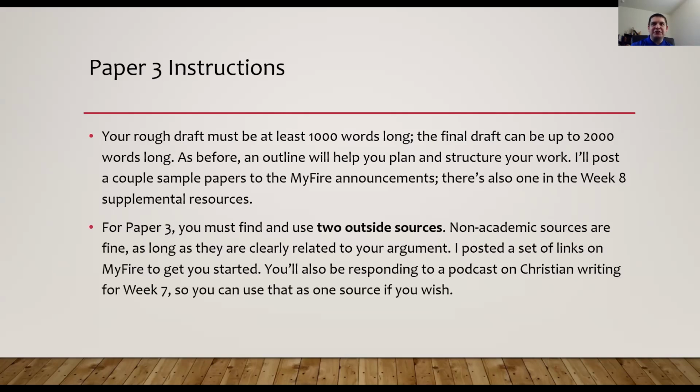Now, the big difference between this and previous papers is that you're going to be finding and using 2 outside sources. For this paper, you can use non-academic sources. When you get into English 1233 and do more research there, we're going to be focusing more on academic research and academic sources. But the idea is using a couple sources here that are related clearly in some way to your argument or your content. So if you are a songwriter by trade and you want to write about what it means to write songs as a Christian, then maybe a couple of blog posts or a couple of podcasts might be appropriate for that.